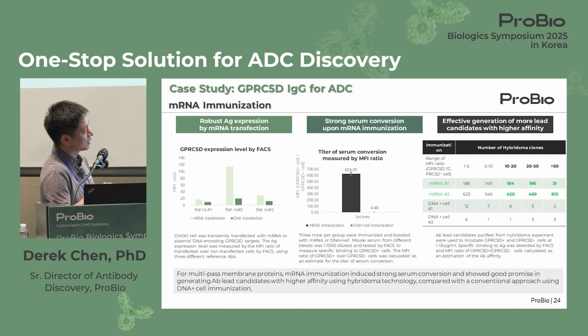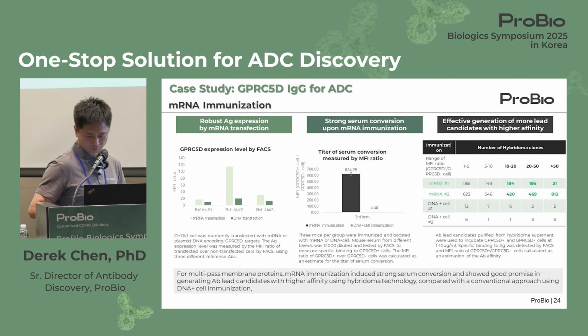The top 2 rows are the animals immunized with mRNA, and the bottom 2 rows are the animals immunized with DNA and cells. So based on the numbers here, you can see the mRNA is able to generate hundreds more positive binders compared to the DNA plus cell immunizations.